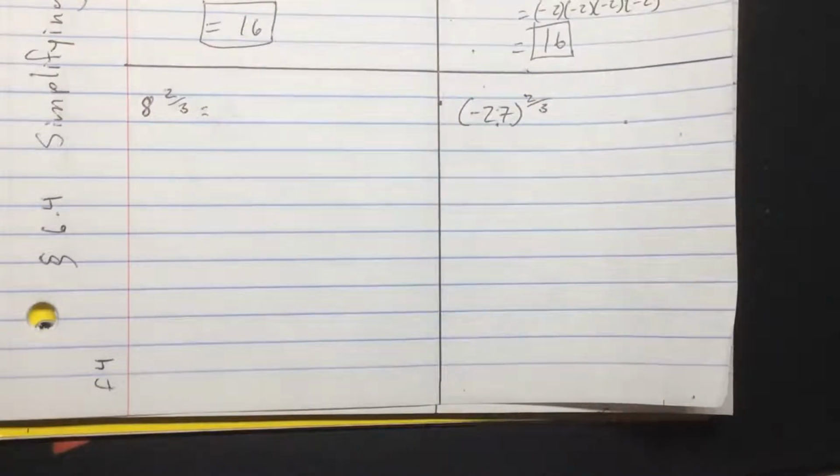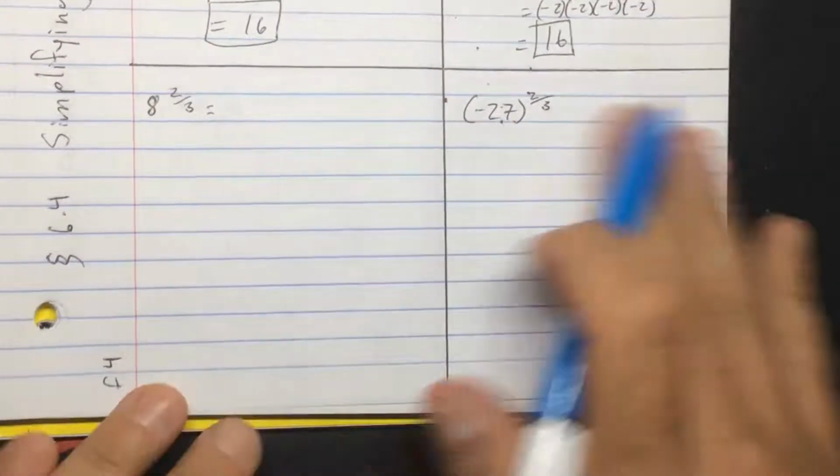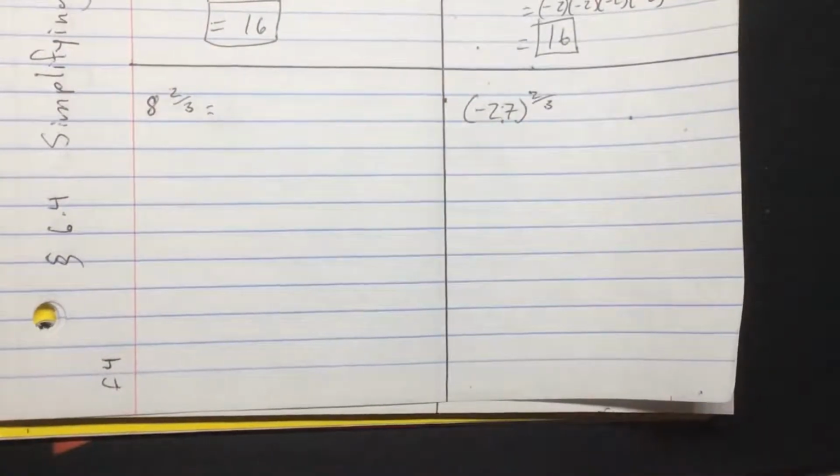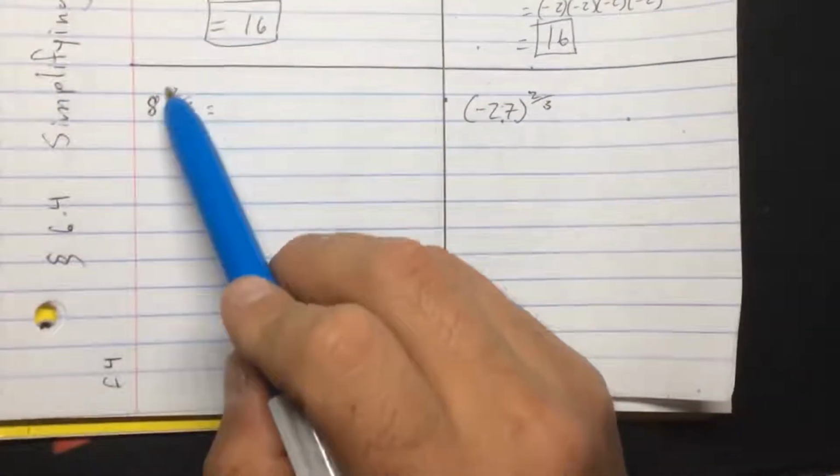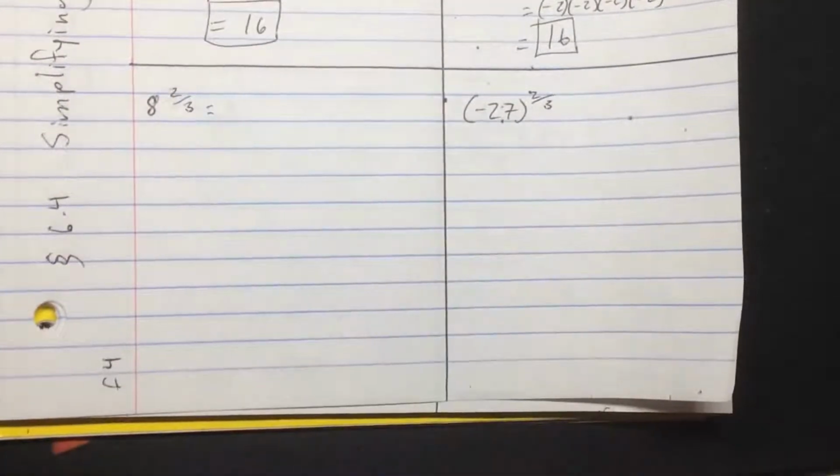For this one, we're going to be playing around with what we have inside the radicals in order to figure out what's going to happen, and we're going to show you what I mean by that. So for this one, we have 8 to the power of 2 over 3.